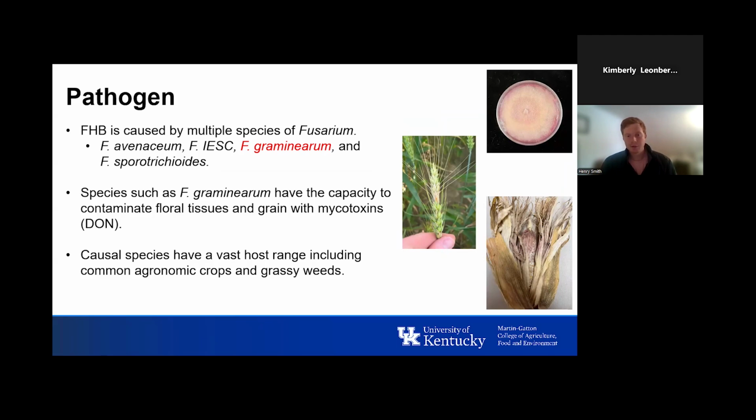And I've highlighted Fusarium graminearum in red, as this is the pathogen that is the most aggressive. In greenhouse studies, we've identified that graminearum causes the most severe disease. And through some survey work, we've identified it as being one of the most common causal species. And then also Fusarium graminearum poses a risk to growers too, via its capacity to make and contaminate floral and grain tissues with mycotoxins such as deoxynivalenol.